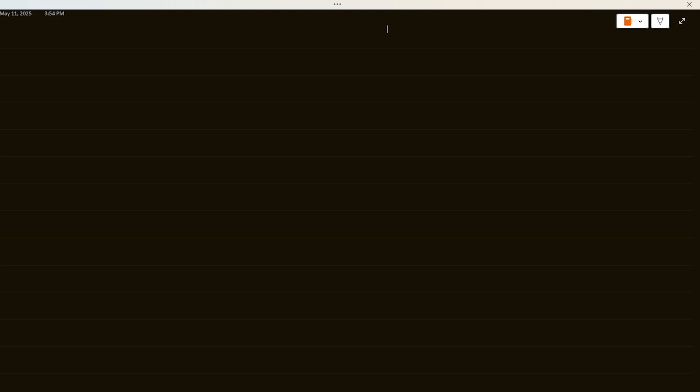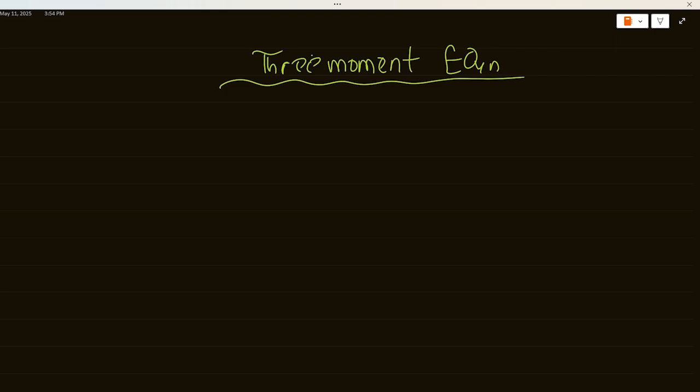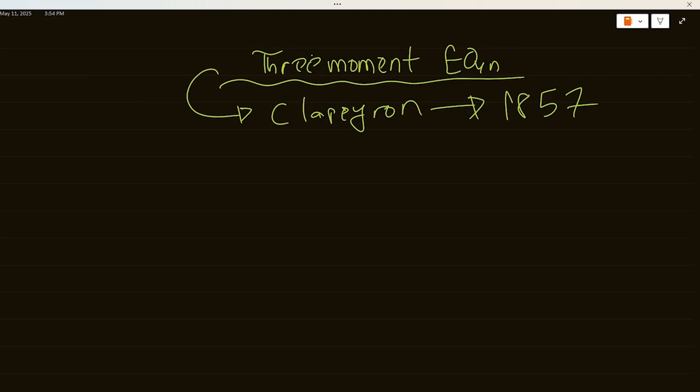Three moments equation. So guys, this three moments equation was formulated by Clapeyron in 1857. Now, it is basically used to analyze continuous beams. It is used to analyze indeterminate beams. A continuous beam is obviously an indeterminate structure. So it is used to analyze structures like that, just like the moment distribution method, which is also used to analyze indeterminate structures, just like the slope deflection method, which is also used to analyze indeterminate structures.